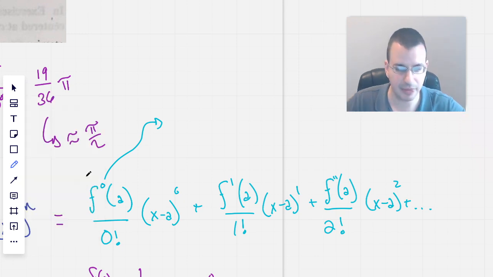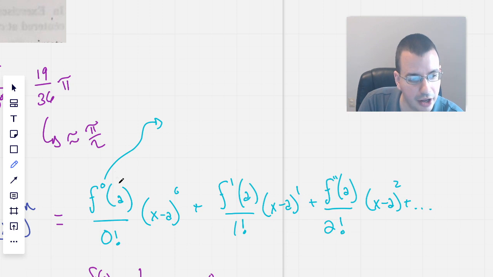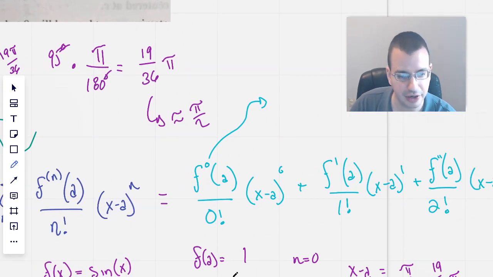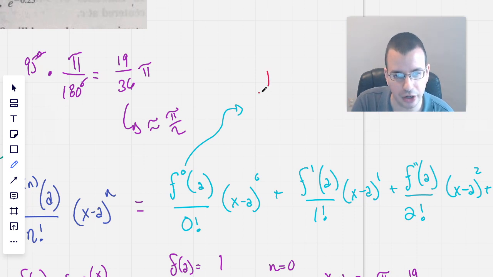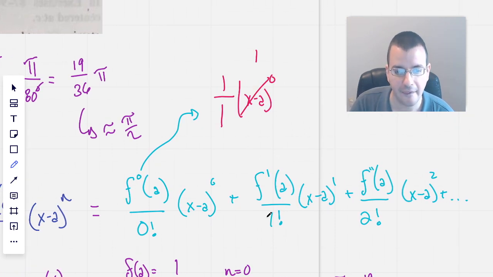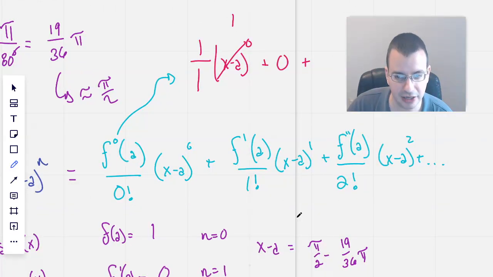I should do a better job of managing my board. The first derivative with respect to a, we already have right here, it's 1. So we have 1 over 1 times x minus a to the 0, which is 1, plus f prime of a will be 0, plus, now f double prime, that's going to be negative 1 right there.